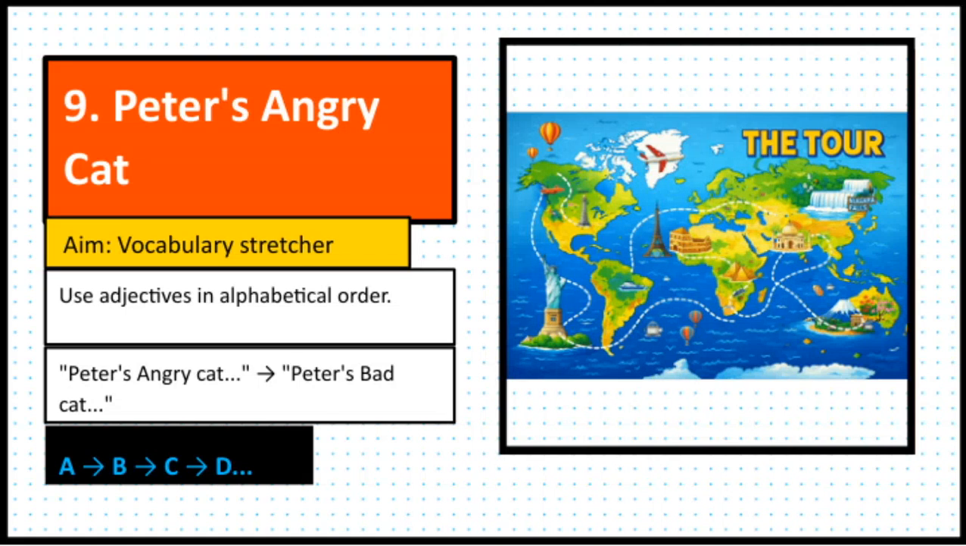Let's take a closer look at the progression from A to B to C to D, and so on. Imagine starting with Peter's angry cat, which highlights an initial emotional state, anger. That can influence behavior. As we move from this, we see it transform into Peter's bad cat, where the focus shifts to the consequences of that anger, perhaps misbehavior or negative actions. This progression illustrates how emotional states can evolve into more noticeable or impactful traits.